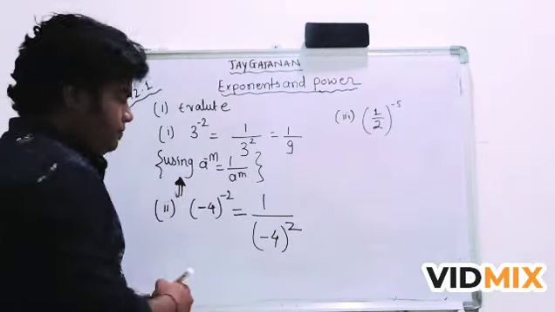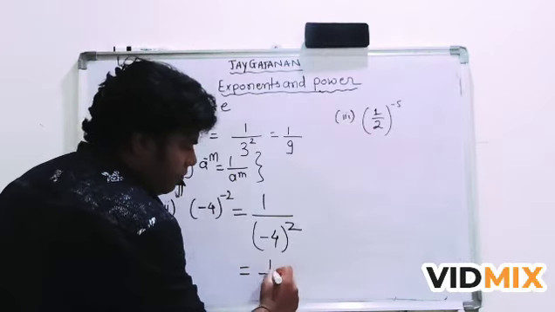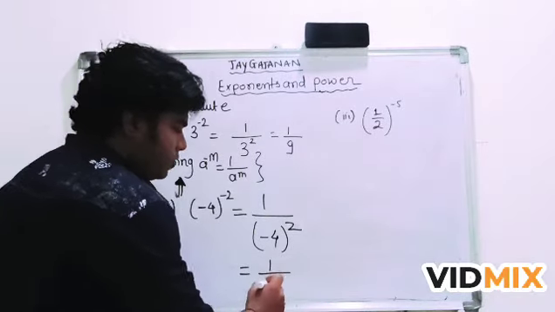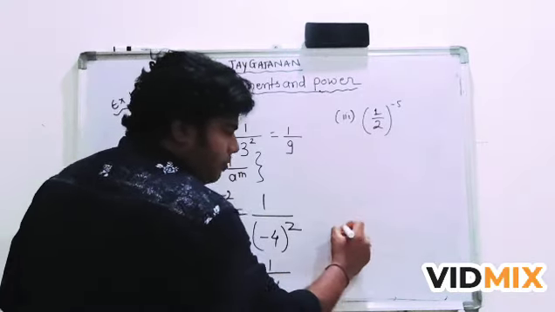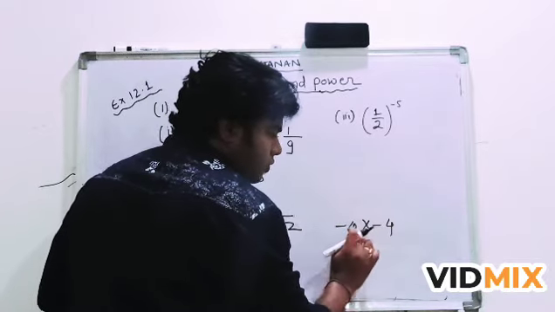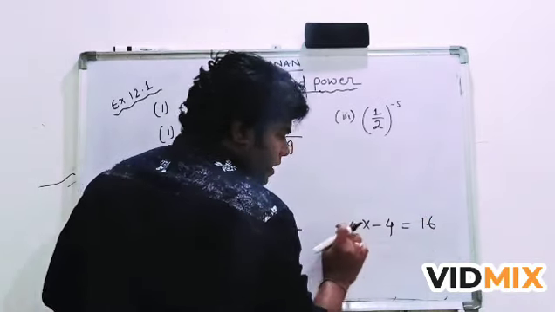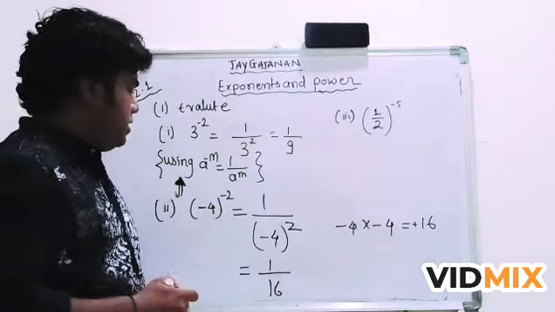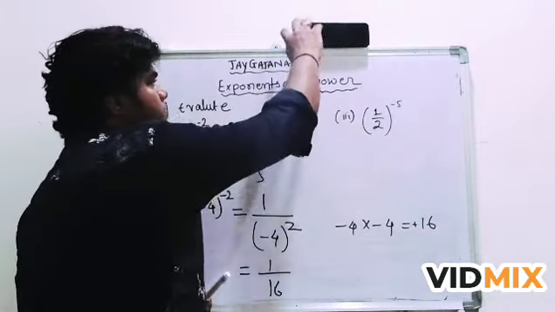Now we will solve. This will become 1 upon 4 square, and the square of -4 is positive 16. So 4 square is 16. How does this come? -4 multiplied by -4. 4 fours are 16 and minus minus will become plus. So therefore plus 16. So this is your answer to question number 2.